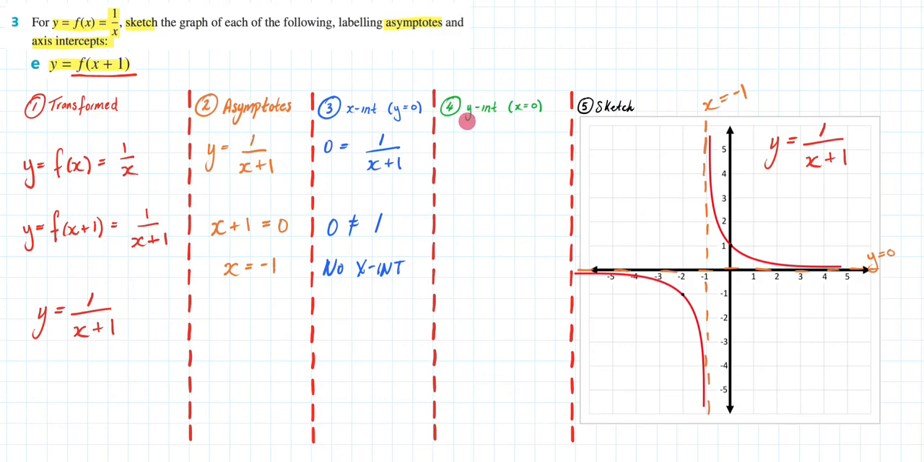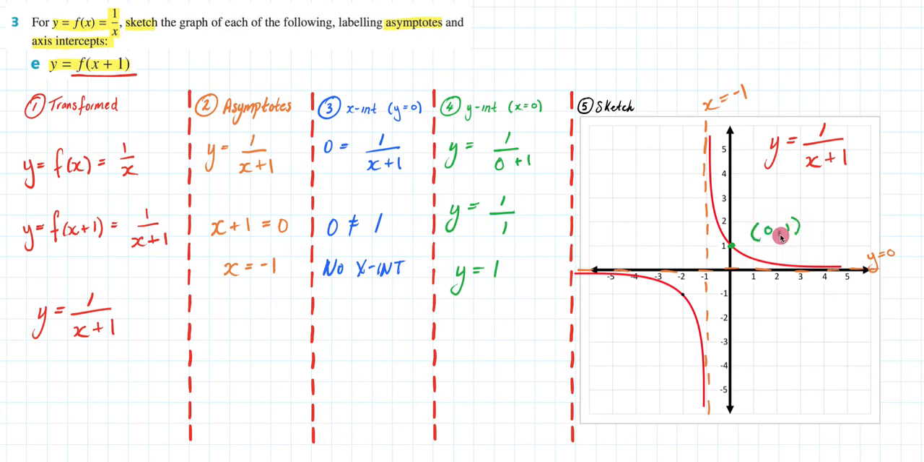Next, we need to figure out what my y-intercept will be. So we'll begin by writing out our rule, y equals 1 over x plus 1. And to find my y-intercept, I let my x equal 0. I will then go y equals 1 over 0 plus 1 is 1, which means y will equal 1. So my y-intercept will be y equals 1, which is right here. So this will be 0, 1.